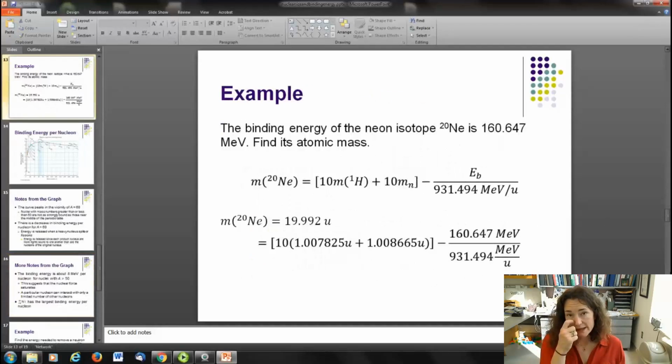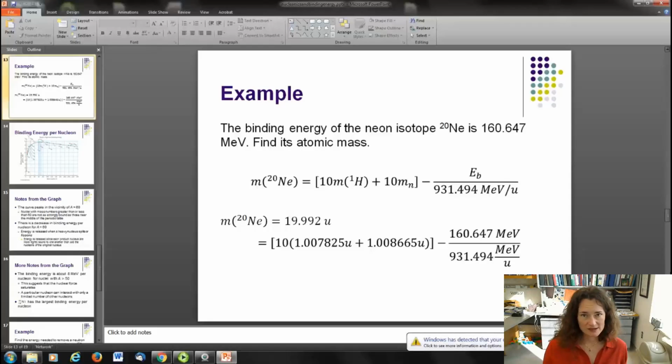I'd like to do an example. We did some binding energy calculations last semester in Modern 1. And so what I'd like to do is kind of mix it up a little bit. This question is slightly different than your typical binding energy question. It says the binding energy of the neon isotope, 20 neon, is 160.647 MeV. So find its atomic mass.